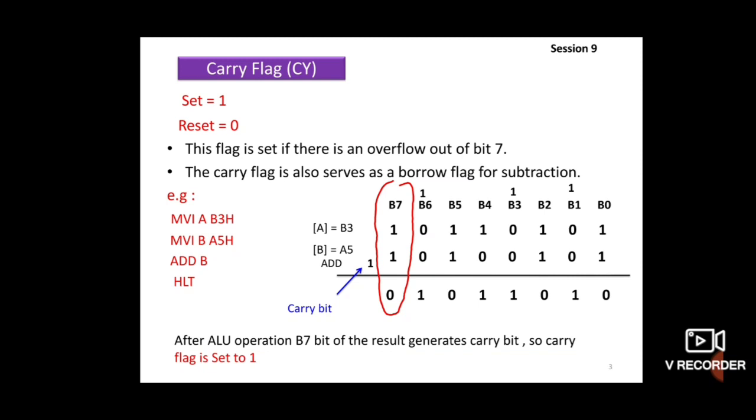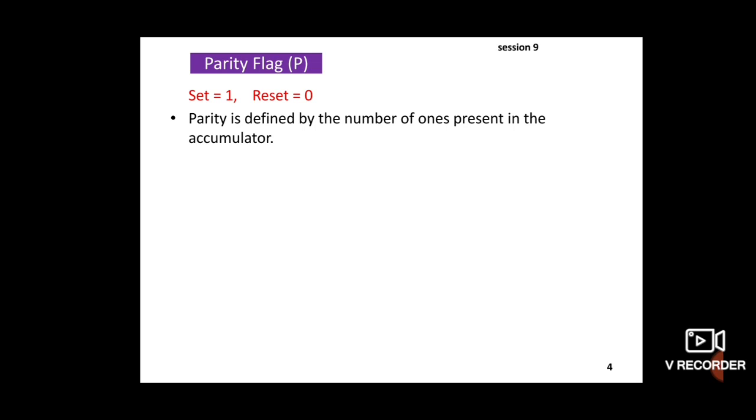Now the next flag is the parity flag. Parity means either even or odd, and it is indicated by P. If the parity flag is set, it indicates 1, and if the parity flag is reset, it indicates 0. Now parity is defined by the number of ones present in the accumulator. Why is the accumulator used? Because the accumulator stores the result of the arithmetic logic unit.